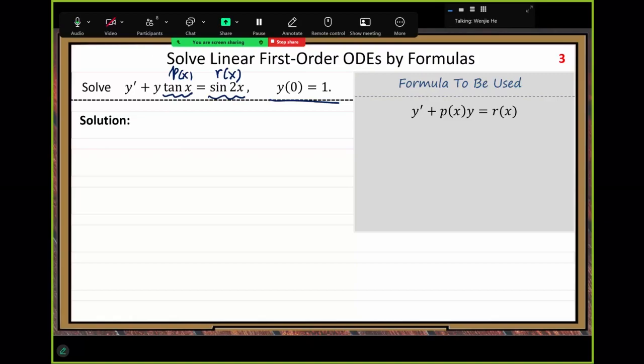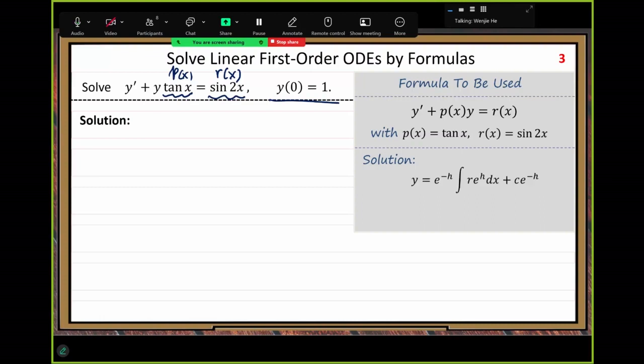Solution, formula to be used. So we go back to the general form of the first order ODE. But we have the specific P function, R function. Solution, we plug in, right? When we plug in, we calculate H function first. In the formula, we need to calculate H function first, because Y has the form with H, the integral of P function. So let's calculate the H function first.